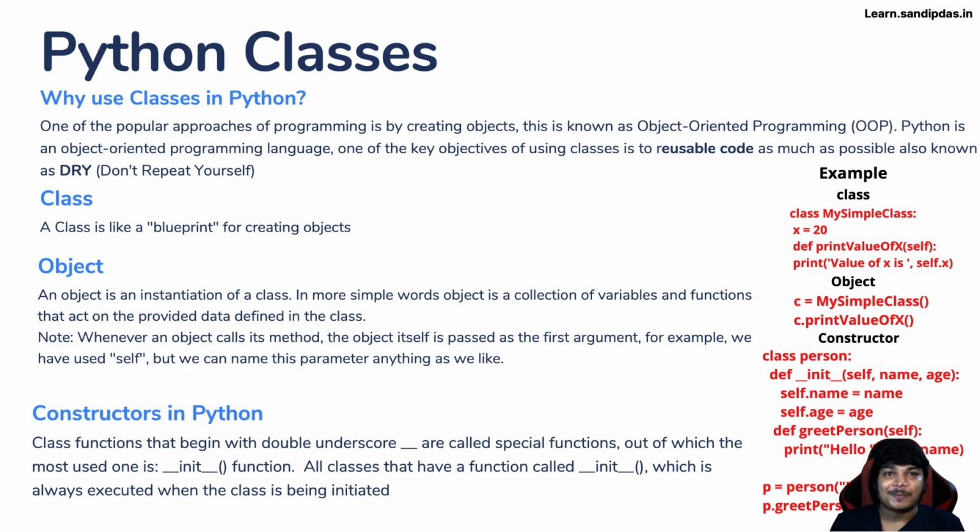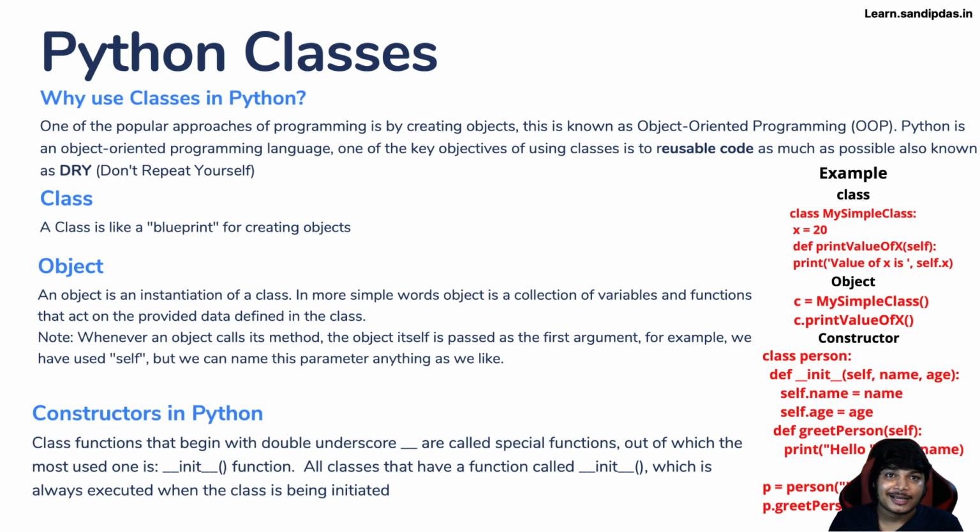Now let's learn about Python classes. First, let's understand why we should use classes in Python. One of the very popular approaches of programming is by creating objects, known as object-oriented programming, or in short OOPs. So Python is an object-oriented programming language. One of the key objectives of using classes is to reuse code as much as possible, also known as the DRY concept, that is, don't repeat yourself.